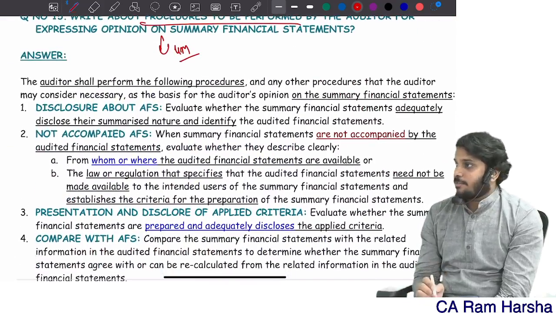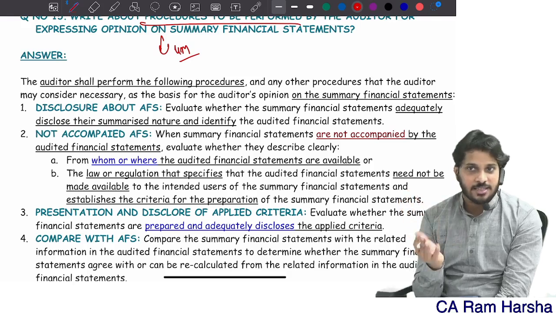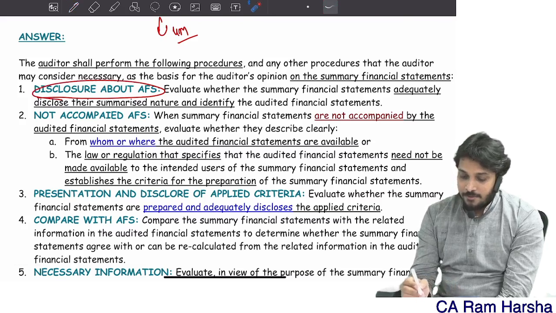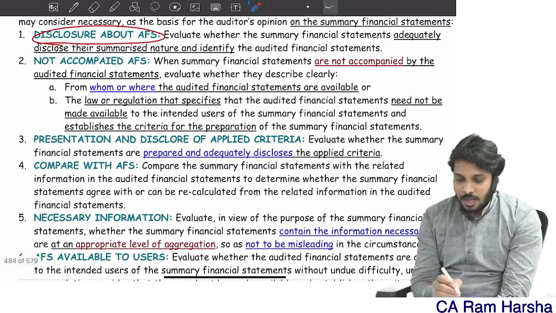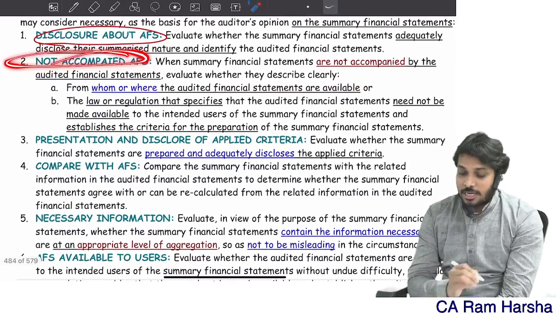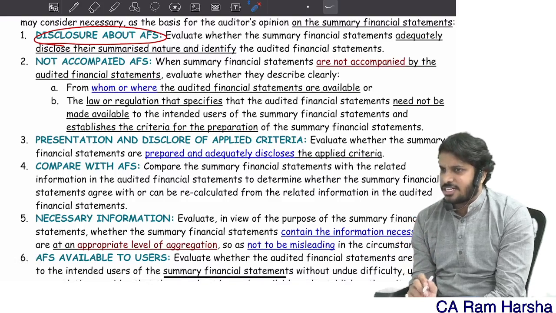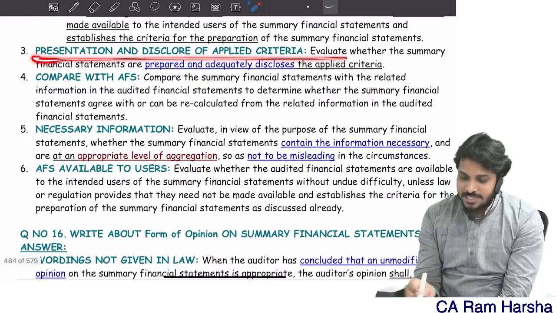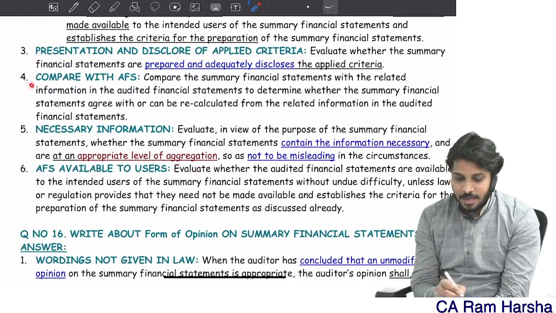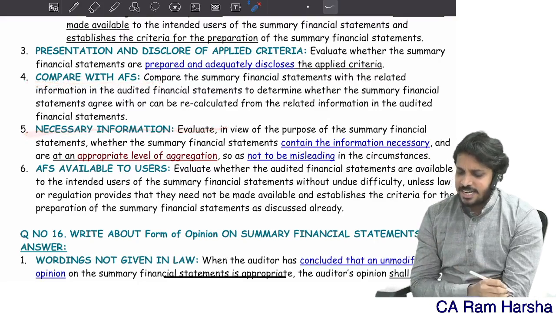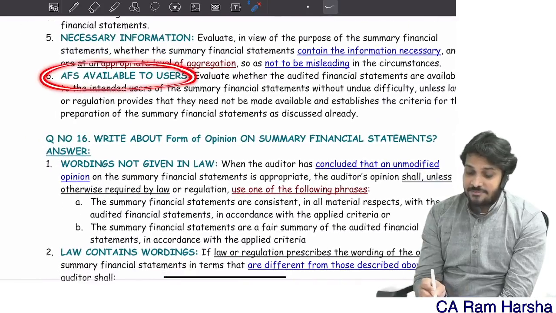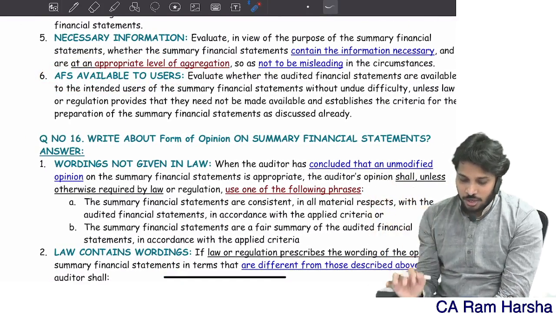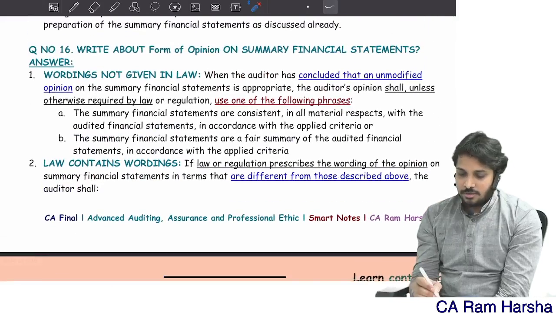What are the procedures? It means you have decided the criteria is acceptable. Now you are starting the verification of the summary. What will you verify? You will verify disclosures about audited financials, whether they are disclosing the summarized nature. And if the summary financials are not accompanied with audited financials, generally for whomever we are giving the summary financials, the audited financials also should be given access. See whether the presentation and disclosure criteria are applied correctly. Compare with the AFS. Get necessary information if available, and see that the AFS is available to users. See that the audited financials are easily available to users. Correct? Now, what is the form of opinion?